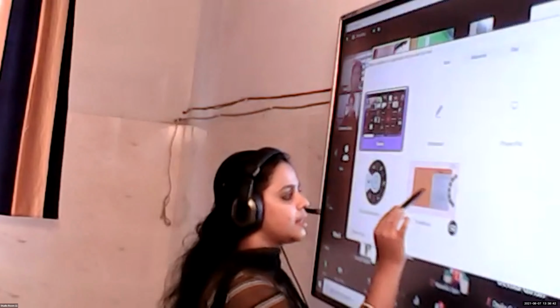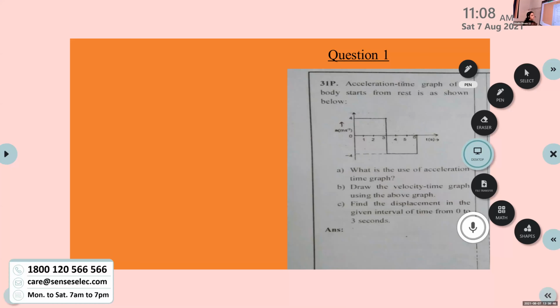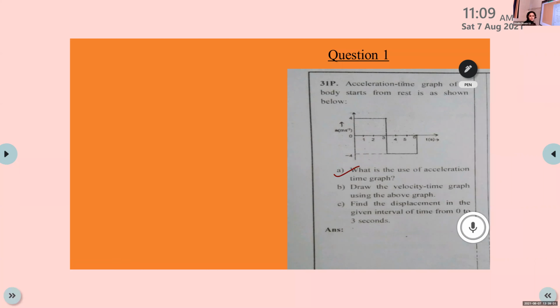Okay, children. So let us continue with the exercise that we discussed yesterday. Here we consider a question. The acceleration time graph of a body that starts from rest is as shown in the figure below. What is the use of an acceleration time graph? From the acceleration time graph, we can calculate the instantaneous acceleration, and the area under the acceleration time graph gives velocity.